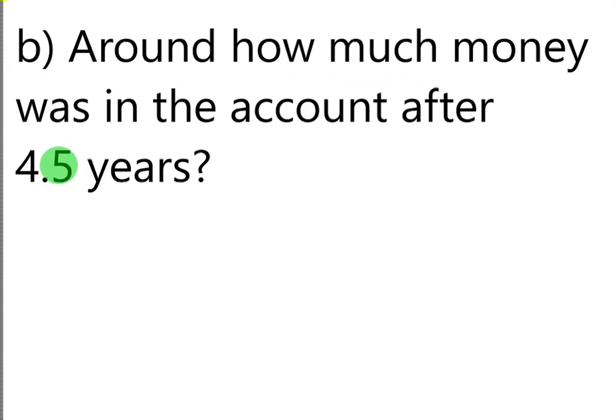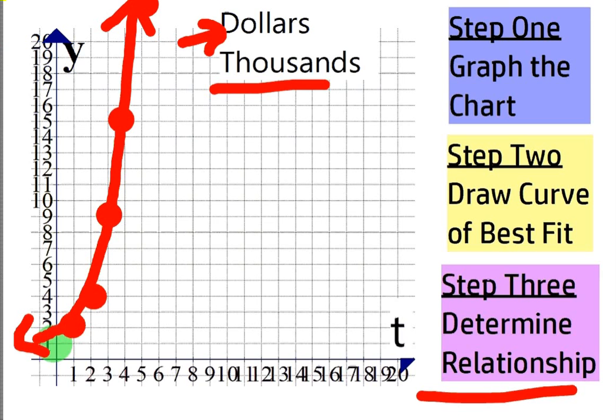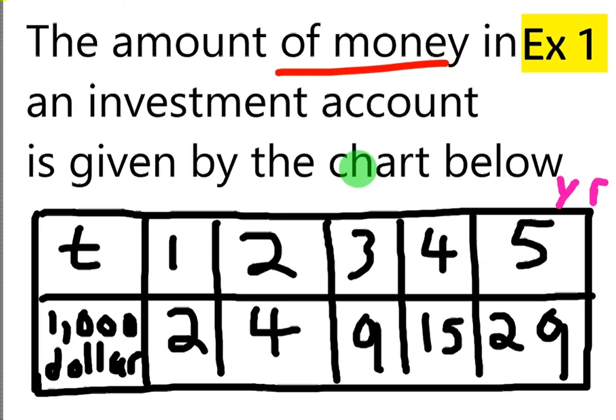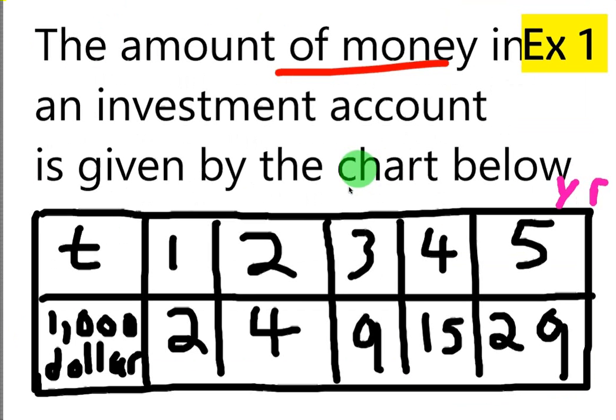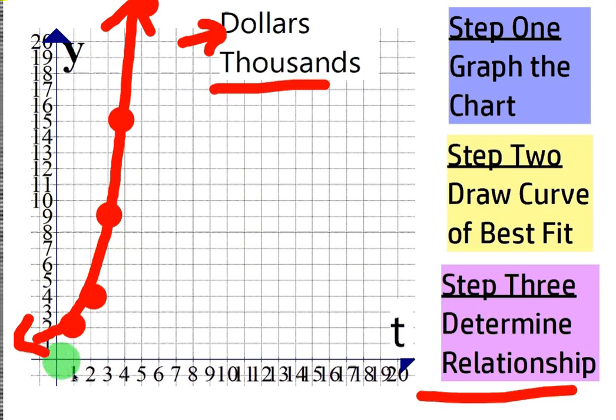So around how much money was in the account after 4.5 years? Now notice 4.5 was not a number they initially gave us. They gave us 4 and 5. But we can look in between 4 and 5 on the graph and guesstimate. 25,000. So let's see. Well, let's see. If we go at 4.5, it's actually about right here at 19,000. Looks to me like at 4.5. Oh no, you're right. It is further up. Probably 24. Okay, we'll go with 23.